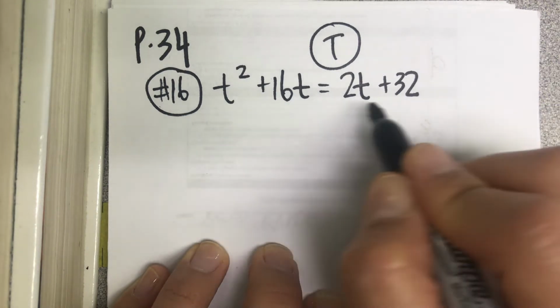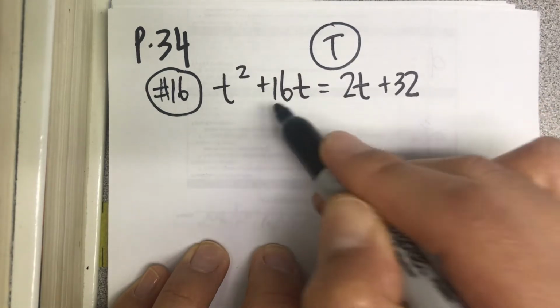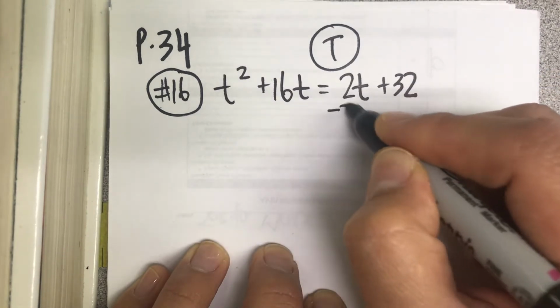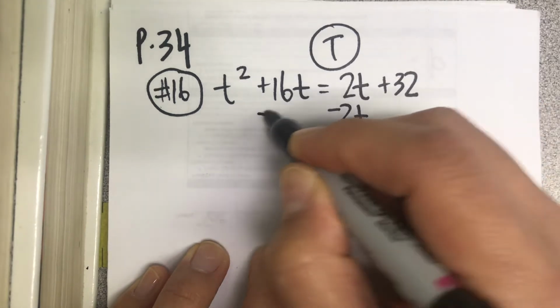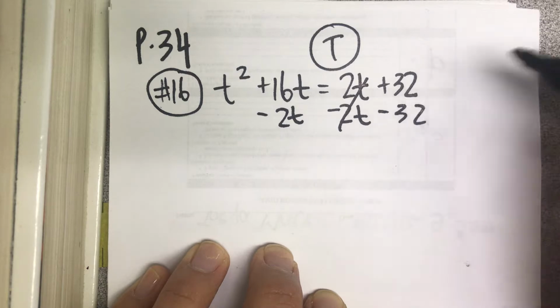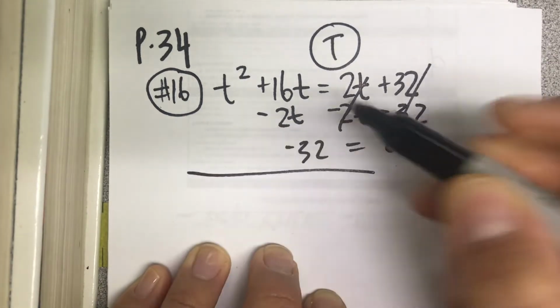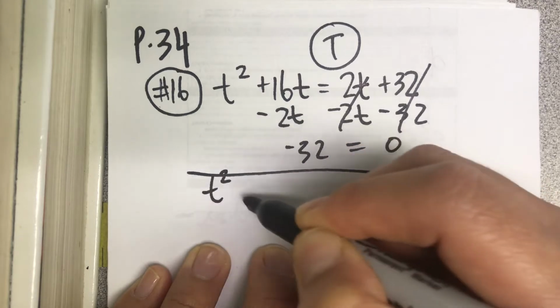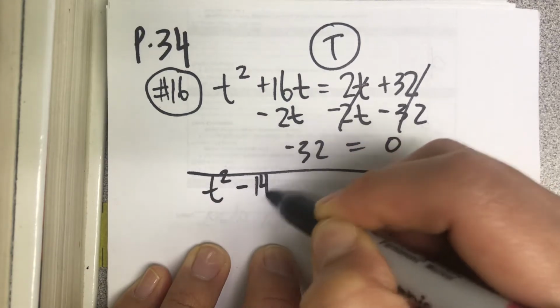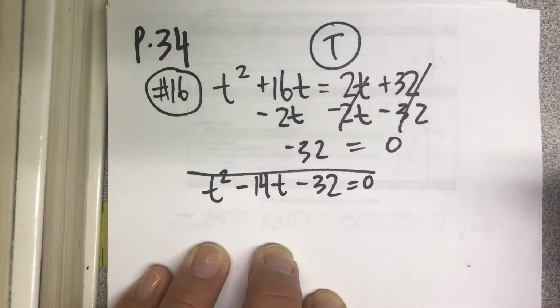So what I could do is I could join all these numbers together because I see I got a t squared, I got two t's right here, I could bring that over. So to bring this over to this side, I go negative t, negative 2t, that'll cross out, and then I'm going to go minus 32, that'll cross out, and I'm going to go minus 32 on this side. So this is going to equal 0. And on this side, I'm going to have t squared minus 14t minus 32 equals 0.